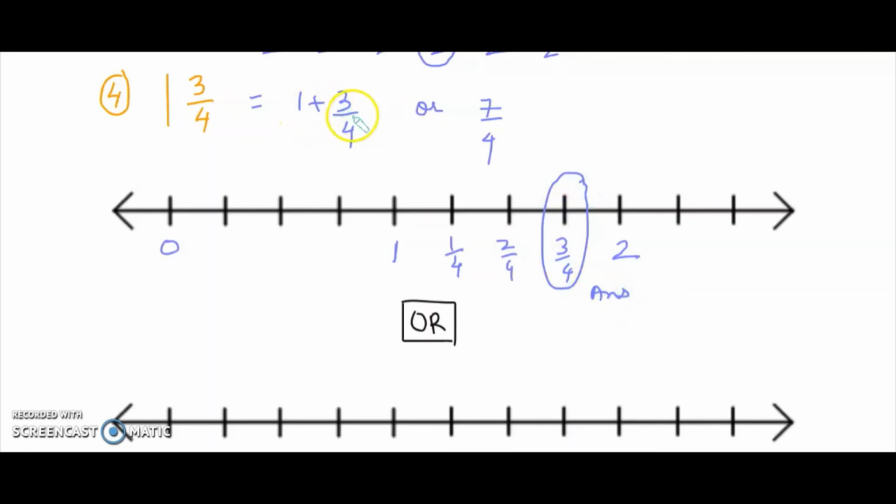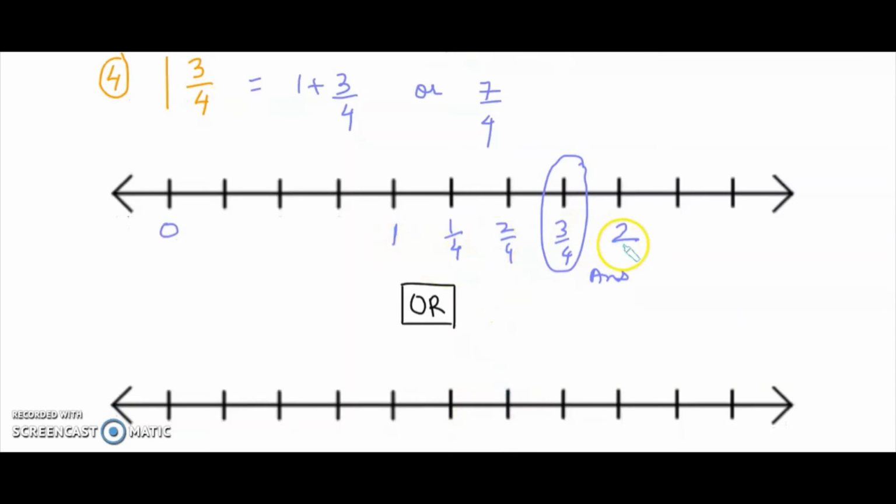Because it is 1 plus. So after 1, and it is between 1 and 2. Okay. Or you can go with 7 by 4. Right. Why did I show between 1 and 2, not between 0 and 1? Because it is more than 1. Because 1 plus 3 by 4.